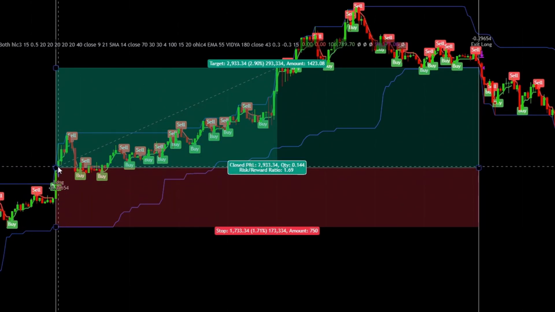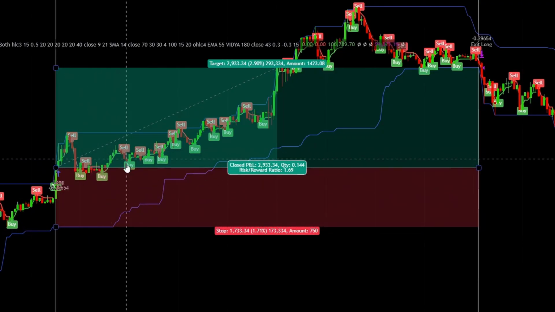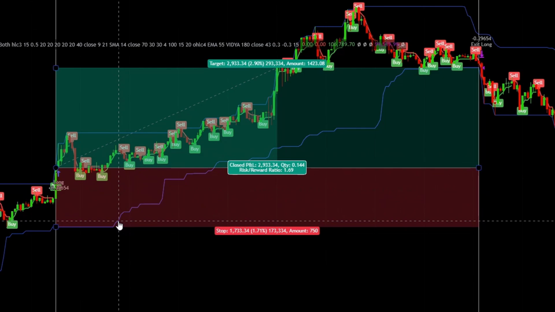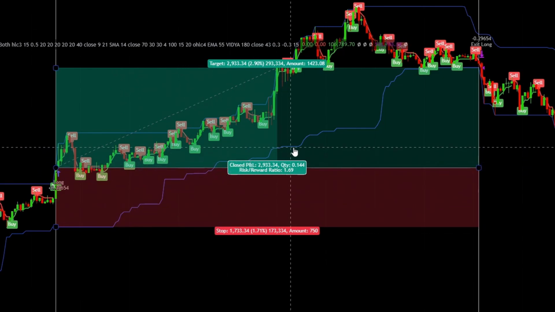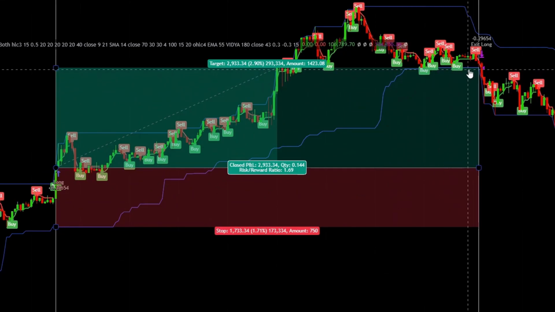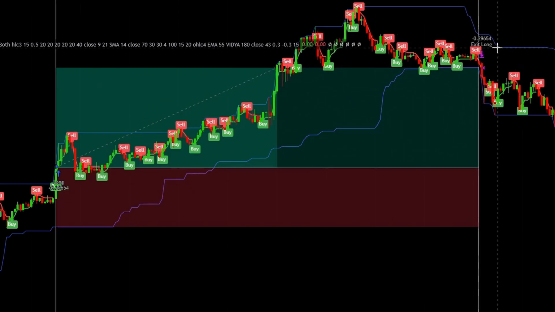So we entered into a long position here. The Donchian trailing stop loss was set right here. But as price moved up, the new low for the last 40 candles moved up also. And this is technically the stop loss we have. And you will see at the end where it gets hit. And here it got hit, and that's where the strategy exited the position.